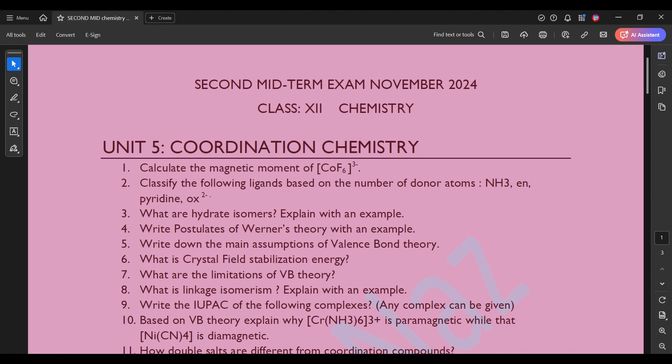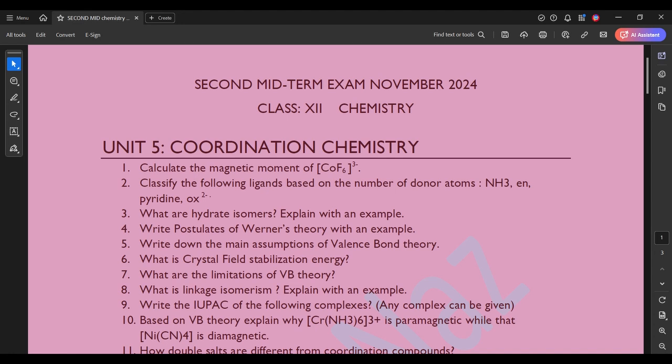Write down the main assumptions of valence bond theory. This is another 5 mark question which has been asked even in the public examination. What is crystal field stabilization energy? A 2 mark question. For crystal field stabilization energy, the students are asked to write even the formula. There are two differences: one is crystal field stabilization energy, another one is crystal field splitting energy. Both questions are asked, and both are book back questions.